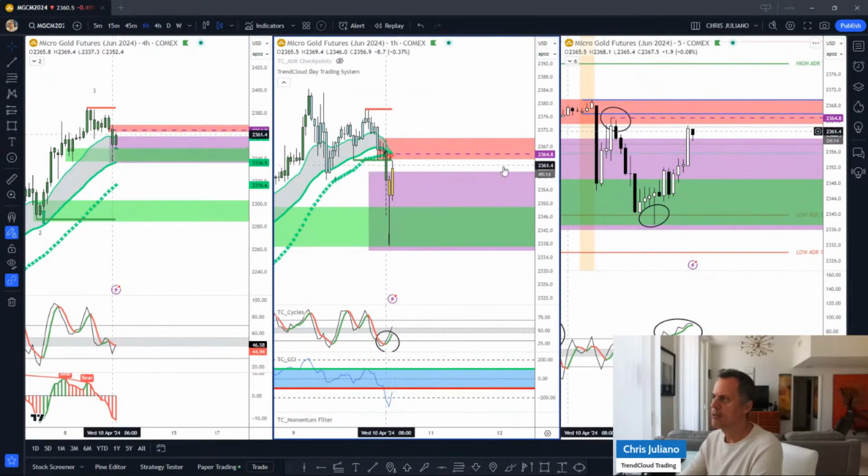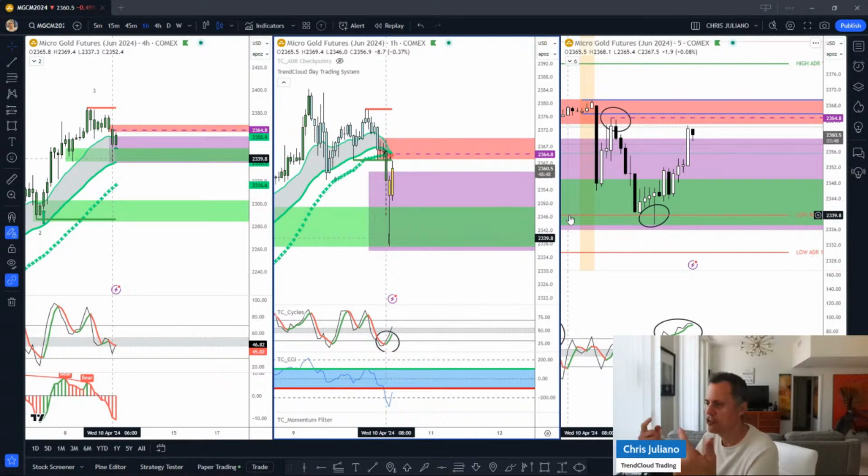Now, we're calling the shots here, right? This is a great piece of software that you guys have, because we are literally calling the shots before it happens, even before the news comes out. We're calling the shots. You need to be able to do that first.